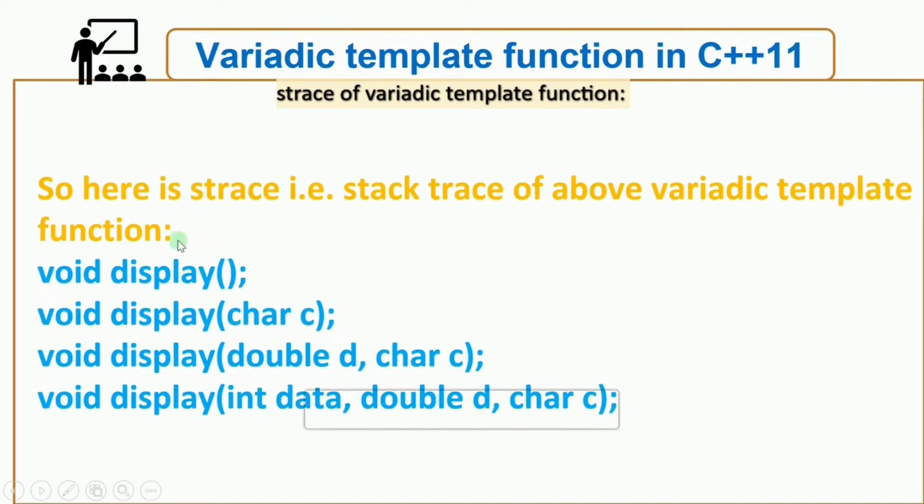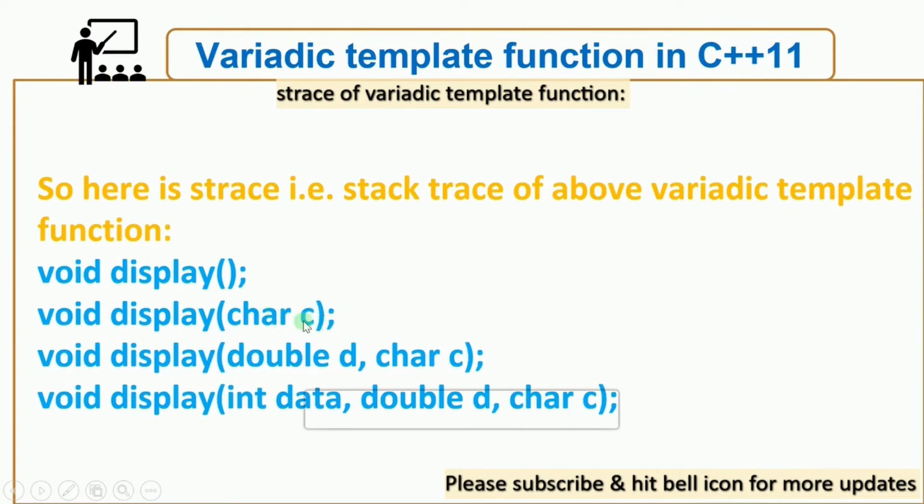How does the trace of the stack go? First, this is void display with int data, comma, double D, comma, char C. This display function will print the first argument, and then it will pass the 2 arguments to display. Again in this display, it will display the first argument and pass the second argument, that is it will call display and pass this char C. Therefore you will have display char C.